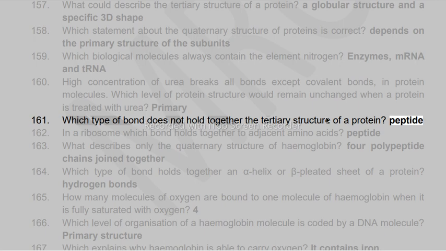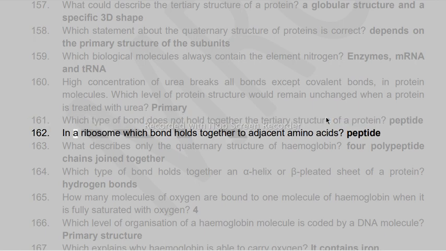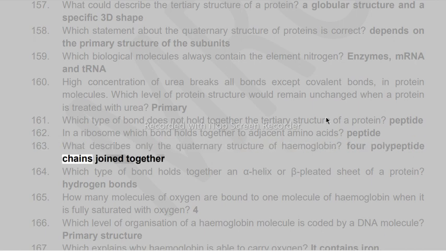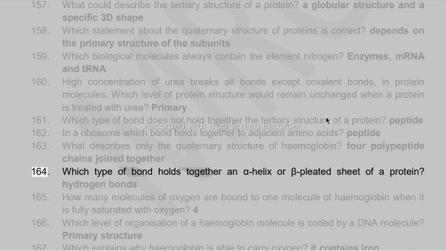Peptide. 162. In a ribosome, which bond holds together two adjacent amino acids? Peptide. 163. What describes only the quaternary structure of hemoglobin? Four polypeptide chains joined together. 164. Which type of bond holds together an alpha helix or beta pleated sheet of a protein?